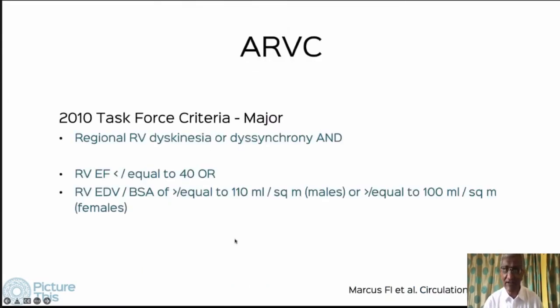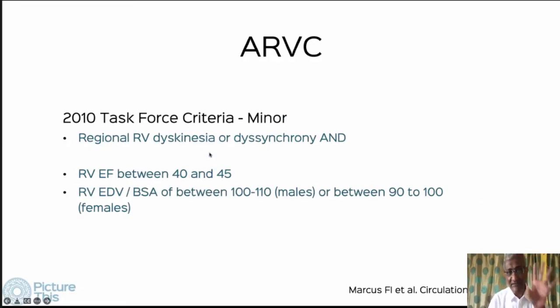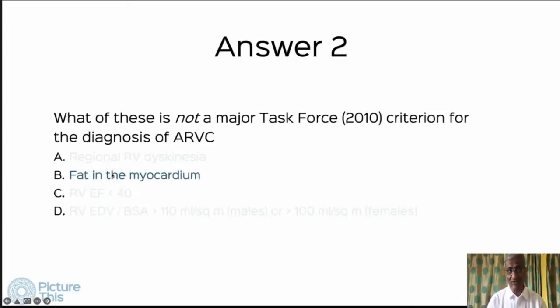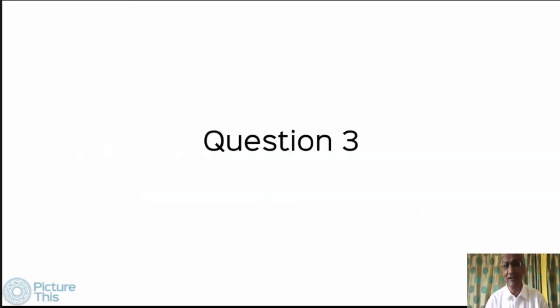And so these are your task force criteria. Again, these are all very well known, so I won't go into details except to say that myocardial fat is not part of these criteria. And that also hasn't particularly changed in the 5-year ARVC risk score that was published 2 years ago, where of the 8 criteria to look at risk for ventricular arrhythmias or sudden cardiac death, it's only the RV ejection fraction that is used. So the answer is fat in the myocardium.